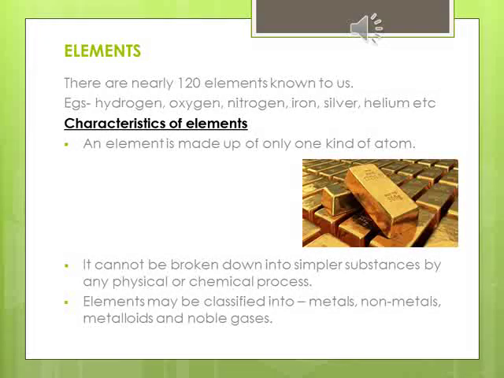atom. That means iron is made up of only iron atoms. Element oxygen is made up of only oxygen atoms. Alright, similarly, element gold, it is made up of only gold atoms. So every element that we see is made up of only its own kind of atom. Secondly, it cannot be broken down into simpler substances by any physical or chemical process. We cannot break it up. And the next is, elements may be classified into metals, non-metals, metalloids, and noble gases.